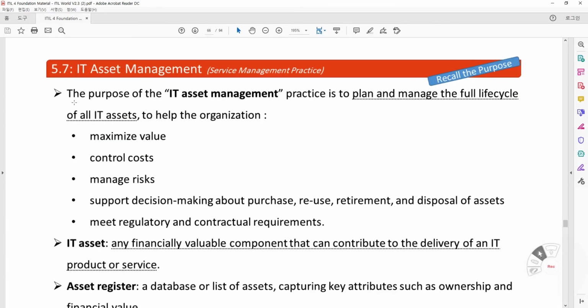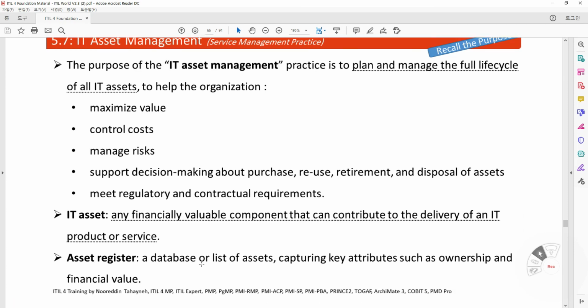IT asset management. The purpose of the IT asset management practice is to plan and manage the full life cycle of IT assets to help the organization maximize value, control cost, manage risk, support decision making about the purchase, reuse, retirement, and disposal of assets, and meet regulatory and contractual requirements. IT asset: any financially valuable component that can contribute to the delivery of an IT product or service. Asset register: a database or list of assets, capturing key attributes such as ownership and financial values.